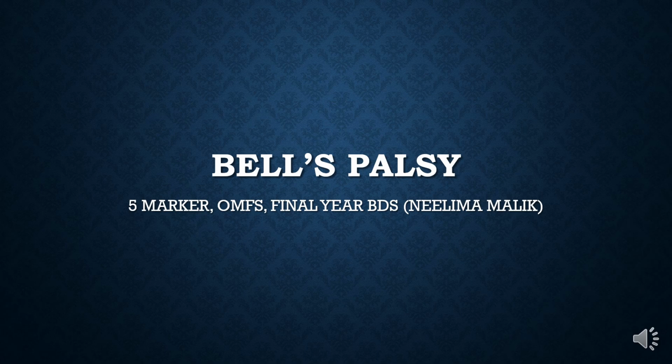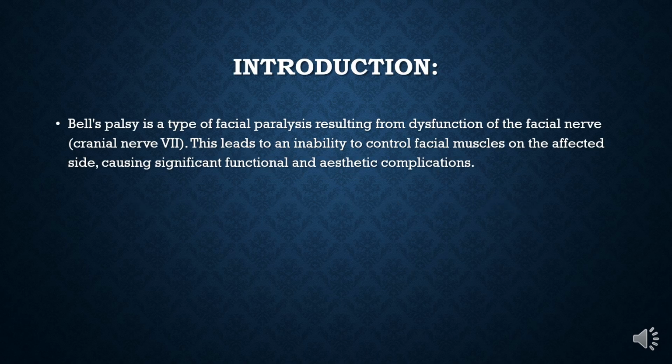Bell's palsy is one of the important 5-marker questions in the subject of oral surgery for your final year exams. Bell's palsy is a type of facial paralysis resulting from dysfunction of the facial nerve, that is the 7th cranial nerve. This leads to an inability to control facial muscles on the affected side, causing significant functional and aesthetic complications.